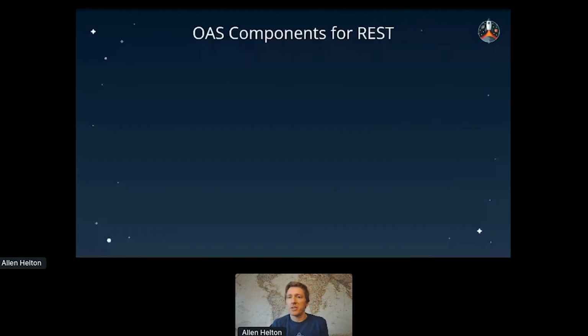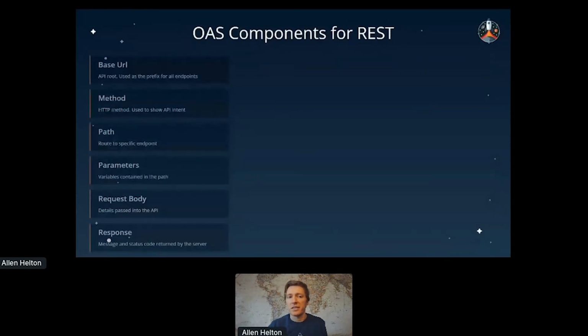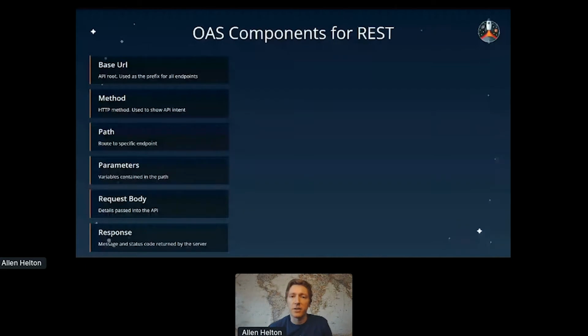So now what we're going to do is talk about the components for a REST API. The first thing I'm going to do is bring back those components that we just saw in Postman, the pieces that we need to execute a request. So we have our six items here. We're going to talk about where they are and what they are inside of an OpenAPI Spec definition.